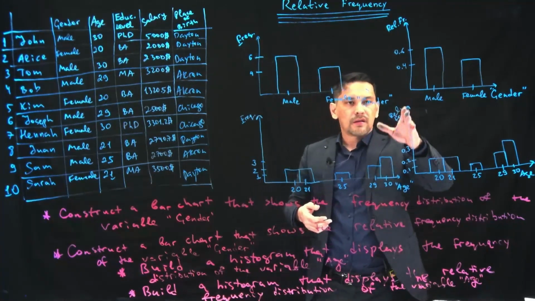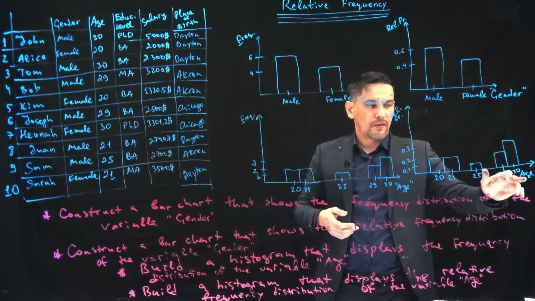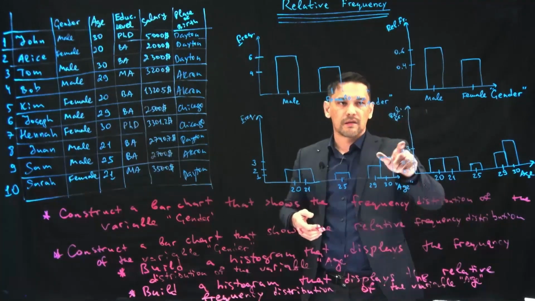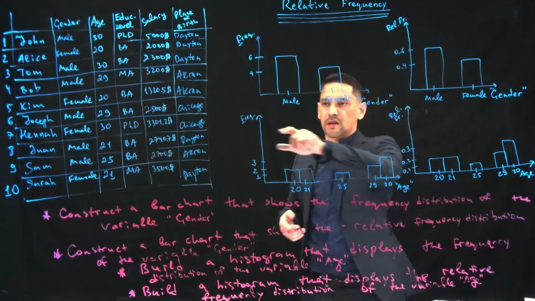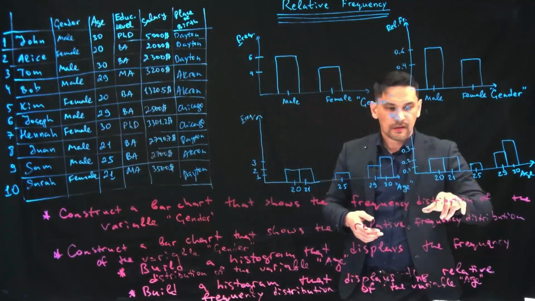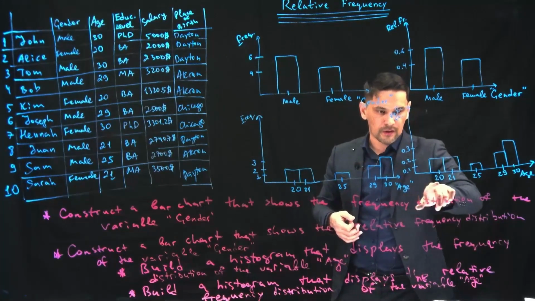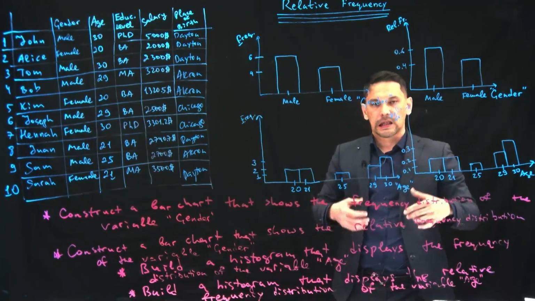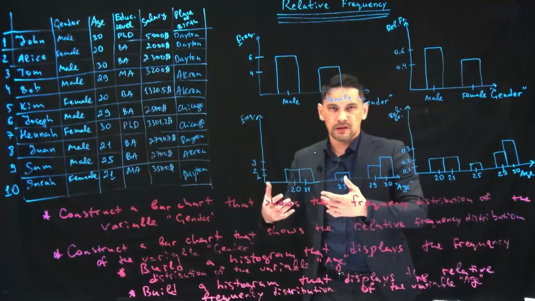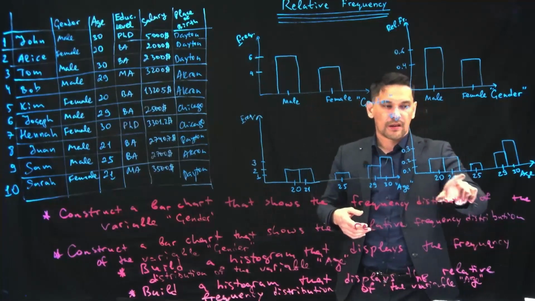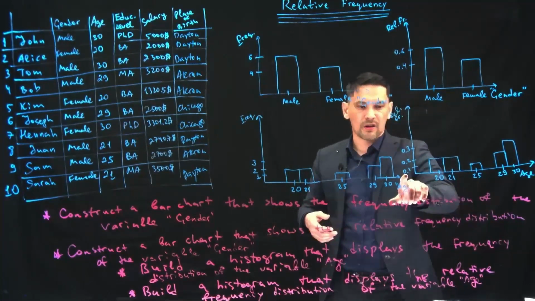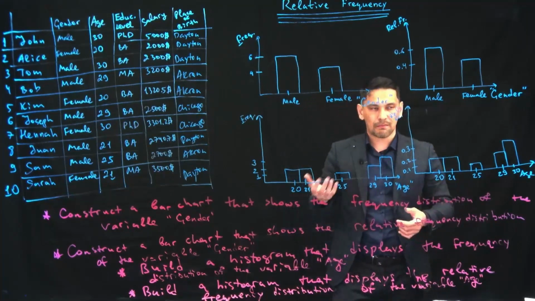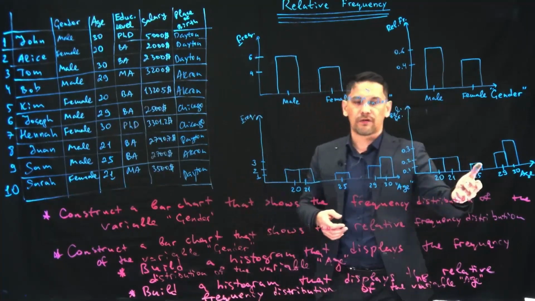Now, this histogram over here is also showing the variable age, but the y-axis here is showing relative frequencies, not just frequencies, right? So for instance, the relative frequency of the value 20 is 0.2. That means, in this context, 20% of the employees are 20 years old. Now the relative frequency of the value 25 is 0.1. That means 10% of the employees are 25 years old.